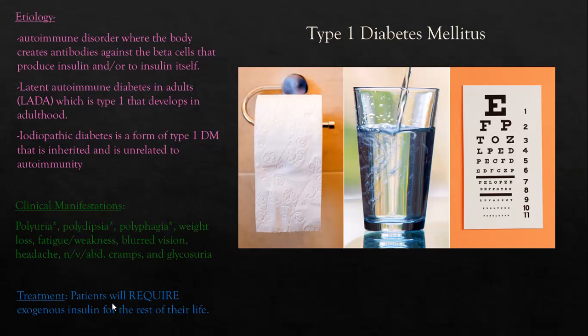So for type 1 diabetics, I can't stress this enough, they will require outside insulin, exogenous insulin, for the rest of their life. Their needed amounts may change or fluctuate, but they can only get insulin. That is their only option. Because you're learning PO meds currently, and they can't have that. They cannot have pills. They need to have insulin, unfortunately.